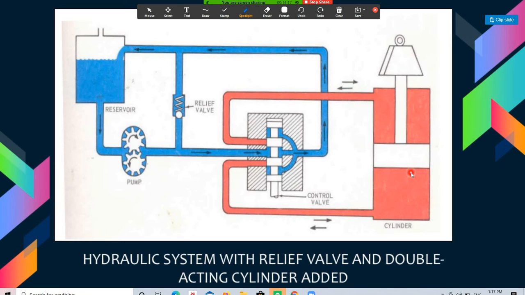Okay, so dear student, you know that the hydraulic system works on the principle of Pascal's law. The pressure applied to a liquid in a closed container is transmitted with equal intensity throughout the liquid and at right angles to the surface of the container. Okay.